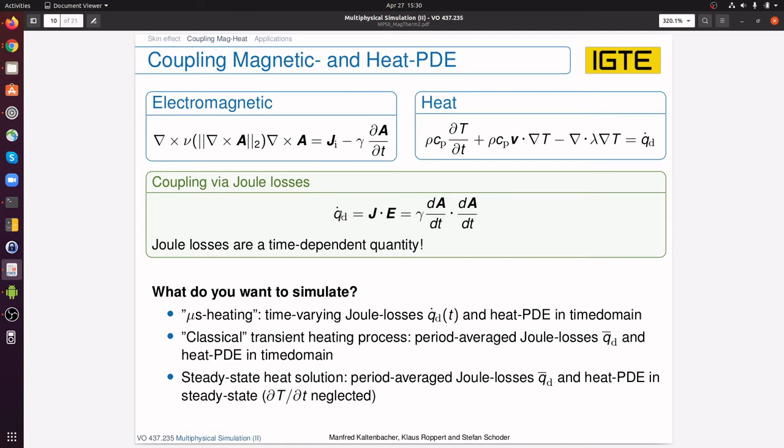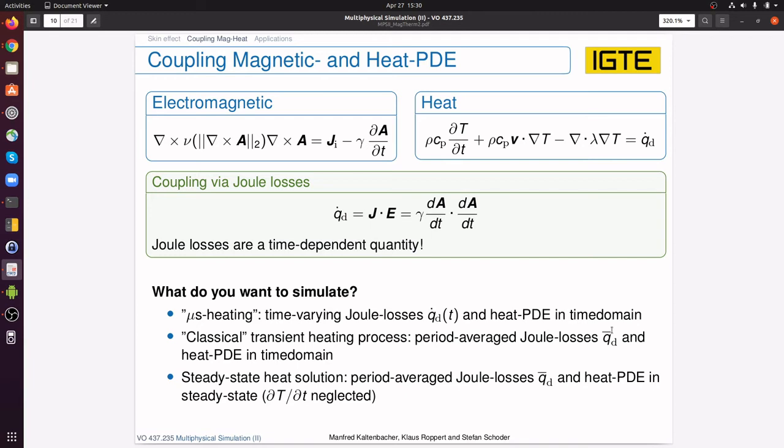We consider this term here in the frequency domain, so in a period averaged manner, denoted here with this Q_D overline. So period average, and how we period average this term in frequency domain, I will show you in a few minutes.